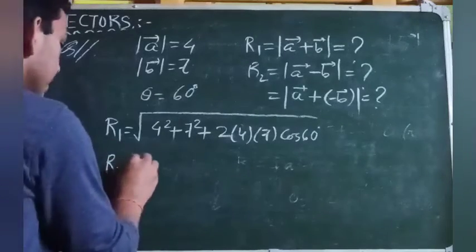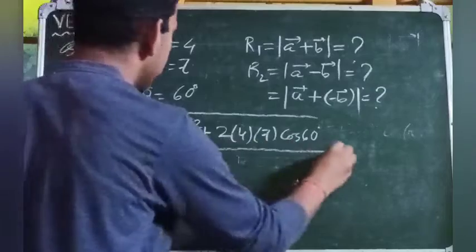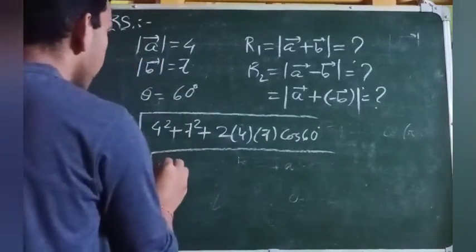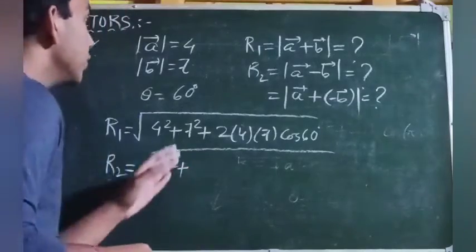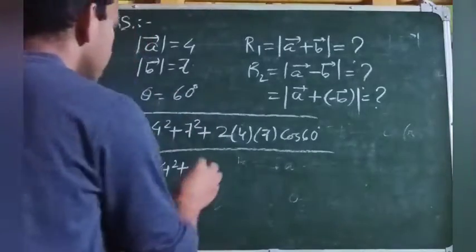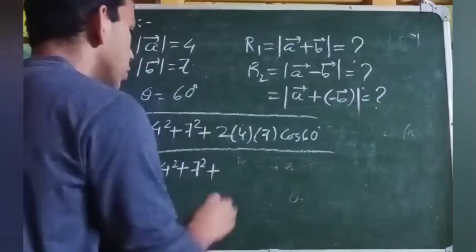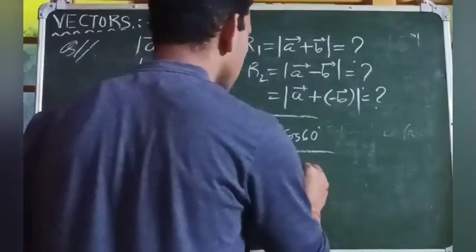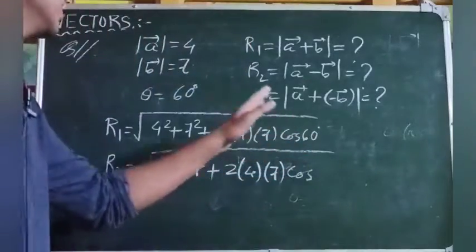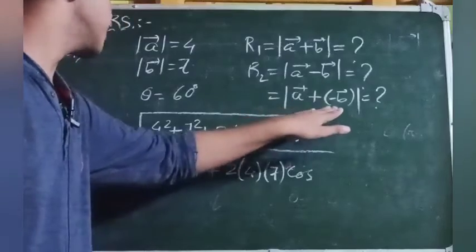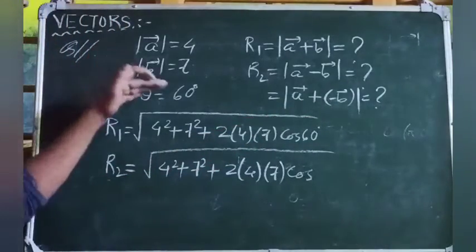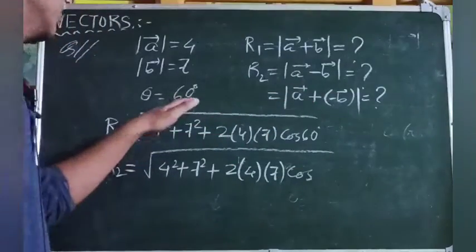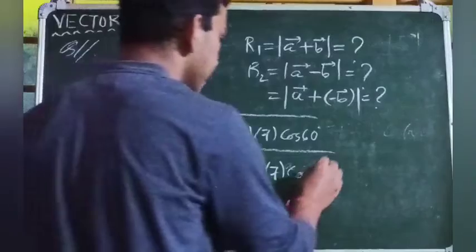And R2 is root under the magnitude of a vector square, which is 4 square, plus the magnitude of minus b vector square, which is 7 square, plus 2 times 4, 7, and cos of the angle between the two vectors, which is a vector and minus b vector. If the angle between a vector and b vector is 60 degree, then the angle between a vector and minus b vector is going to be 180 minus 60, which is 120 degree.